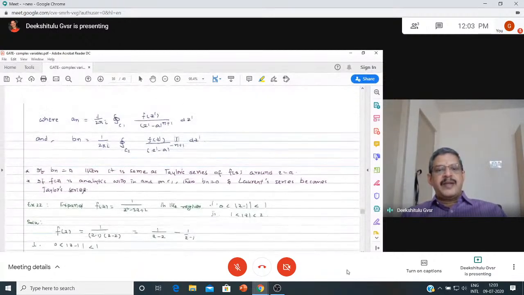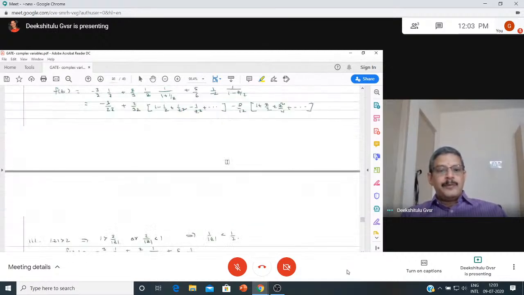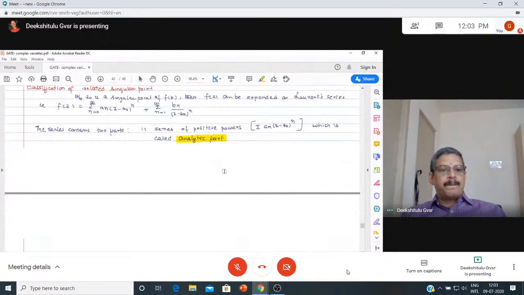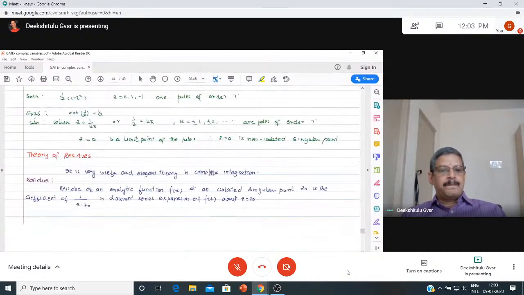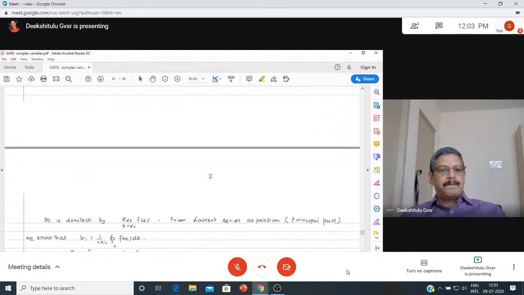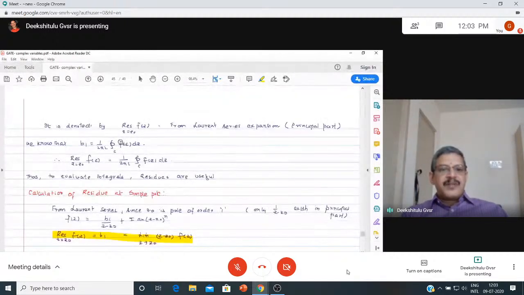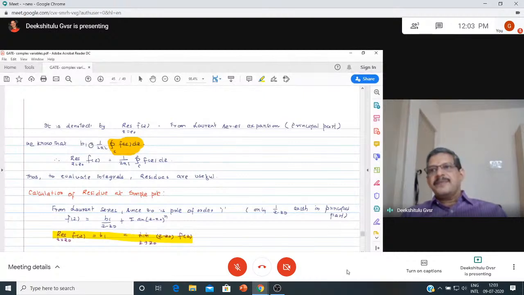b1 is 1/(2 pi i) times the integral of f(w)/(w - a) to the power of minus 1 plus 1. This denominator becomes 1. So b1 is 1/(2 pi i) times the integral over c of f(w) dw. From this, you can observe and calculate easily that the integral over c of f(z) dz is 2 pi i times b1.